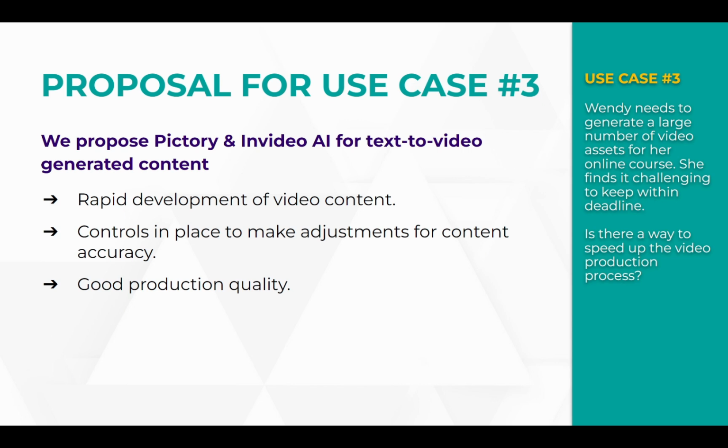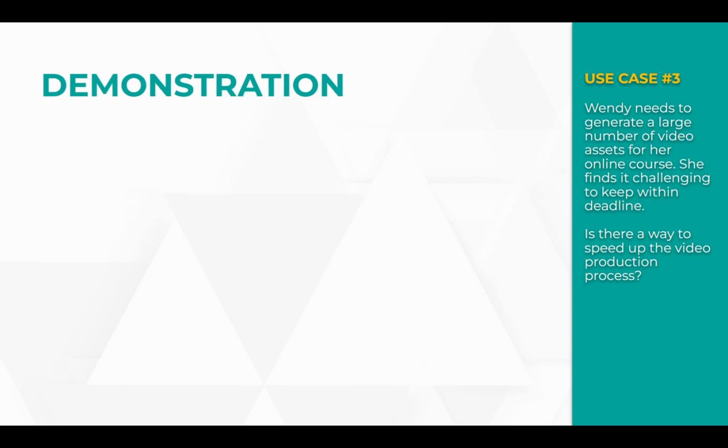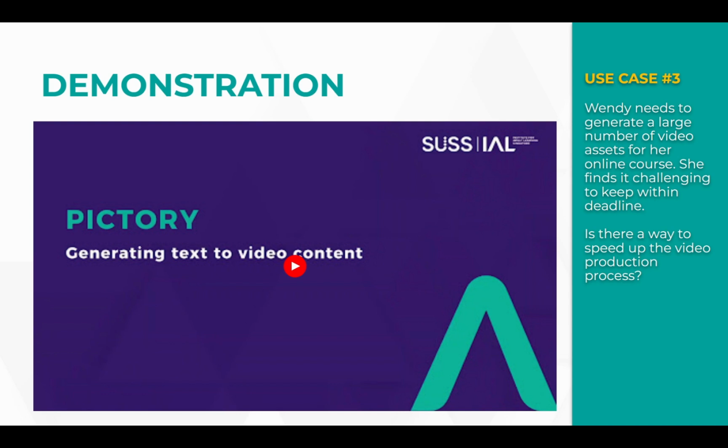For use case number 3, we propose the use of 2 different applications, Pictory and InVideo AI for text-to-video generated content. We find that these applications can create video content fairly quickly with controls in place to make adjustments for content accuracy. Even with the free version that has watermarks, we find that it offers good quality production. Let us now proceed to the demonstration.